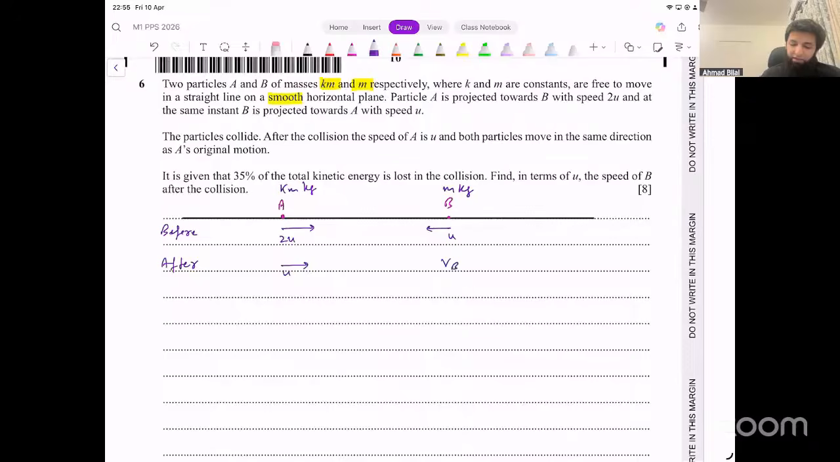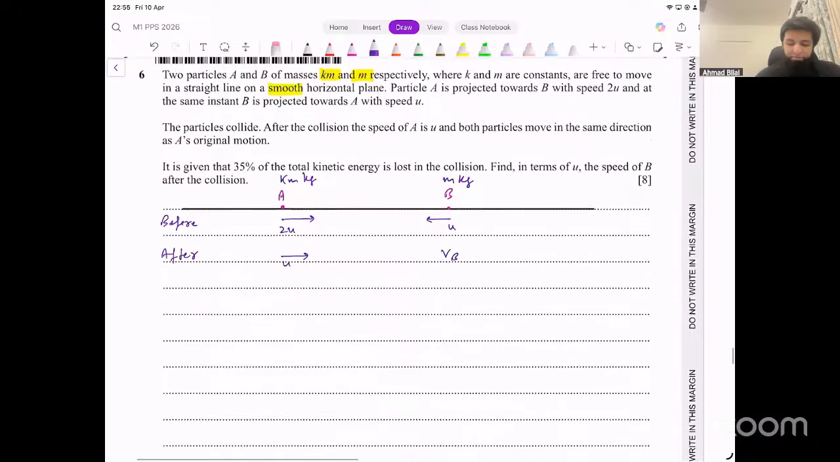It is given that 35% of the total kinetic energy is lost in the collision. Find the speed of B after the collision in terms of u, and not in terms of m. So we need to eliminate m. That will already get eliminated. What other information do we have? 2u, this is u. Okay, let's start with this.